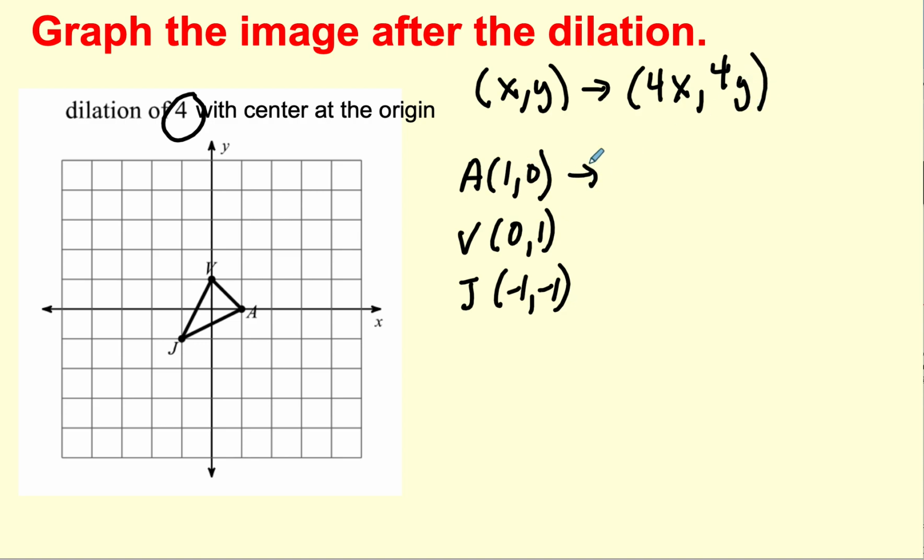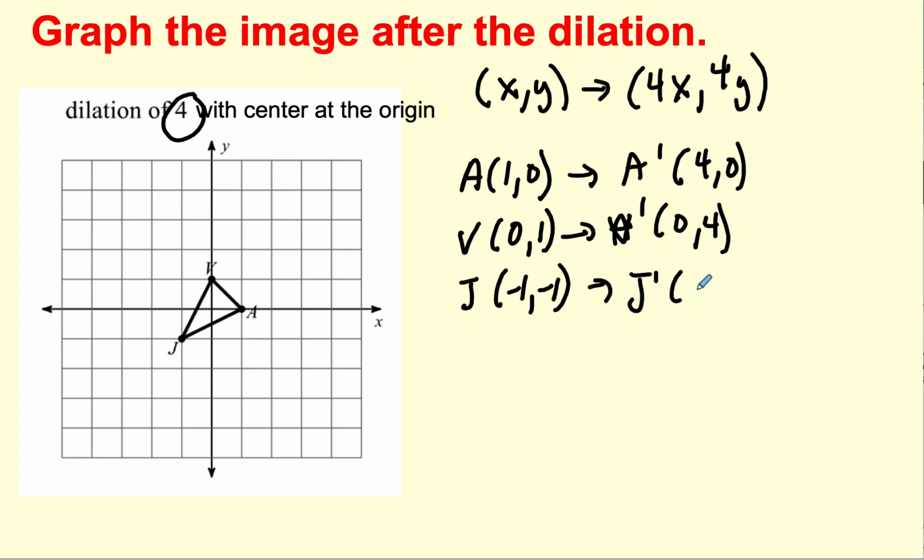So this is our pre-image. Our image will be multiply both x and y by 4. So this is going to be 4, 0. And this V prime will be 0, comma 4. And J prime will be negative 4, negative 4. Let's go ahead and graph that.